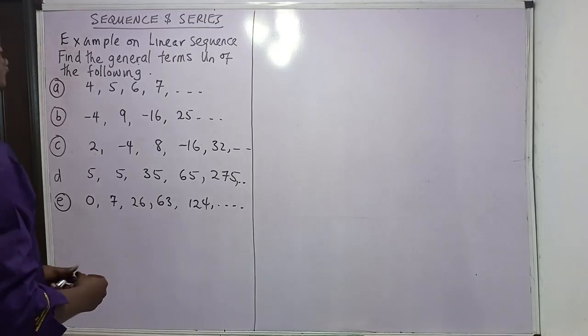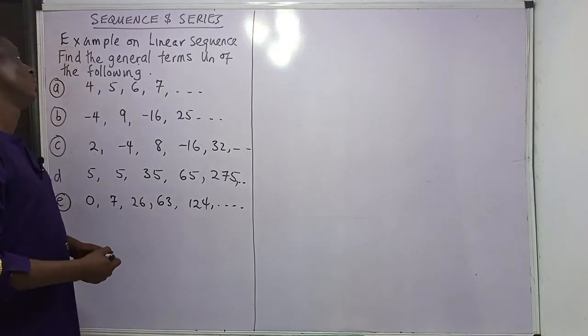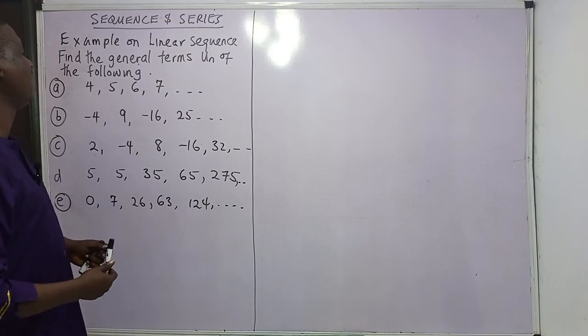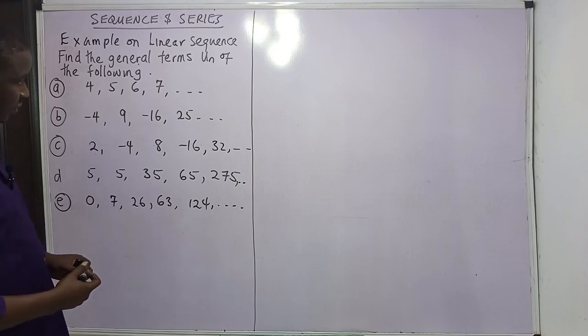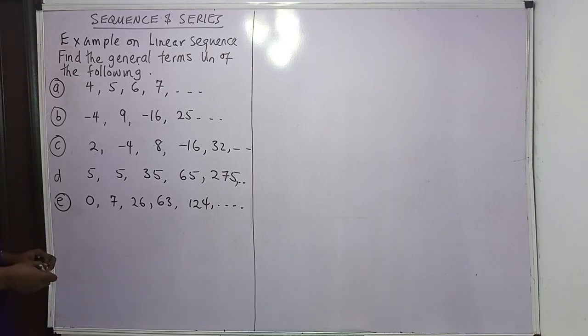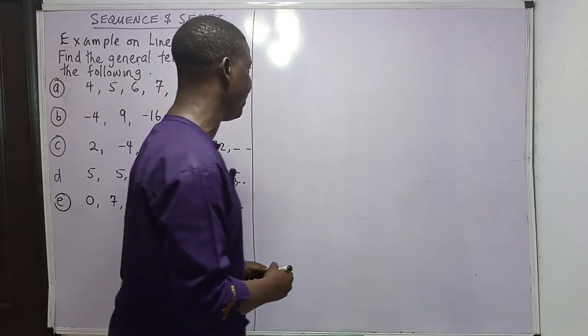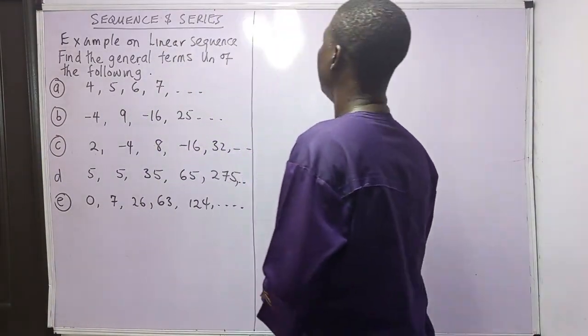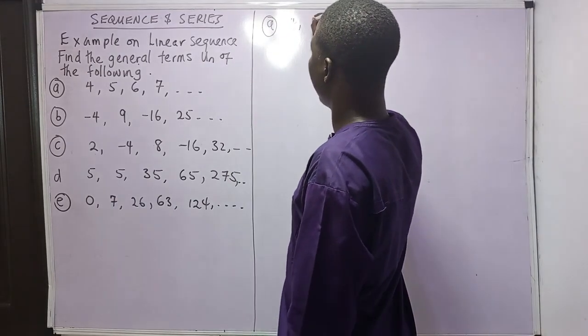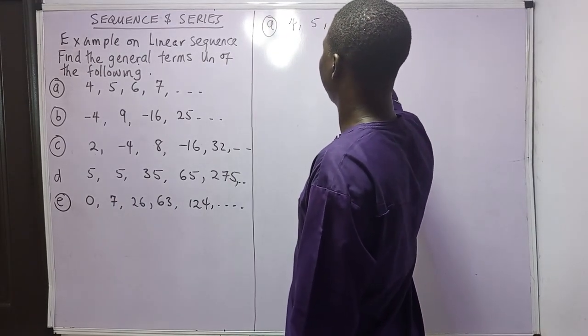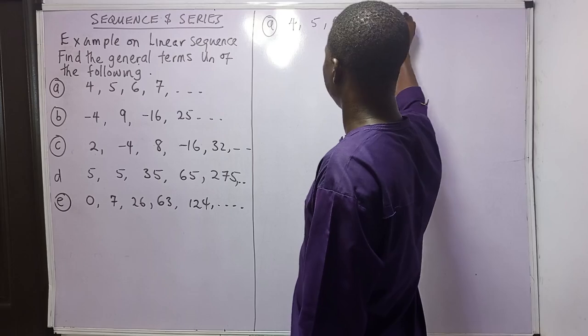Hello guys, we want to look at the examples on how to find the nth term of the following sequences given to us. We want to first of all look at each of them very well. If you look at number 1, question A, the terms are 4, 5, 6, then 7.